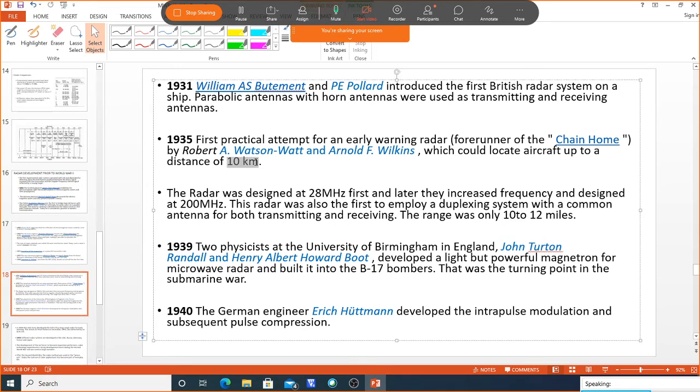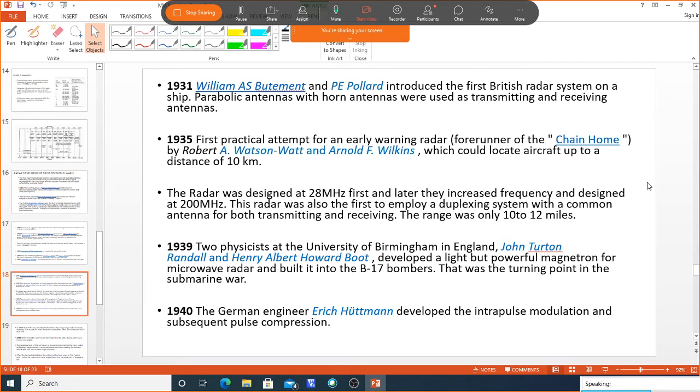Okay, so the range goes on increasing as the radar system is developed. In 1935 they were able to detect the aircraft at a distance of 10 kilometers. And the radar was designed at 28 megahertz, and also at a higher frequency of 200 megahertz.